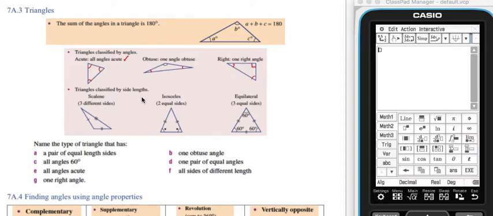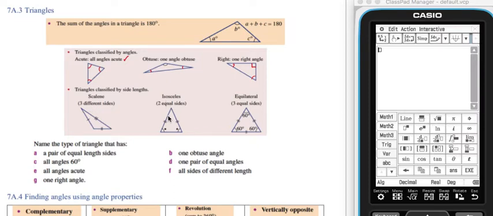You can also classify them by side lengths, and this is one that we've seen before. Scalene has three different sides, 1 dash, 2 dash, 3 dash, where each of those dashes represents sides of different lengths. So this side is different from this side is different from this side. So that's a scalene triangle.